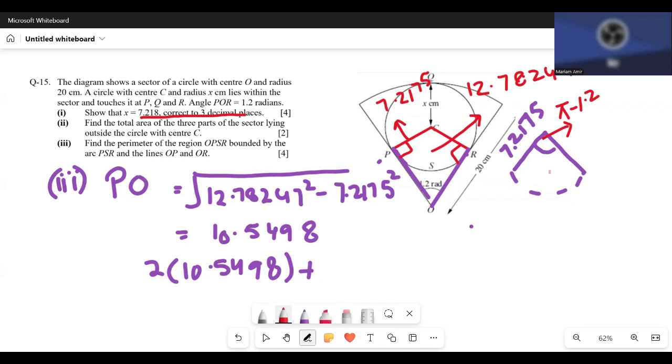Okay, so now we're going to use r theta. So 7.2175 is r and theta is pi minus 1.2. For pi, you're going to use the pi key in the calculator. Okay, this gives 35.1 in the end, which is the rounded answer.